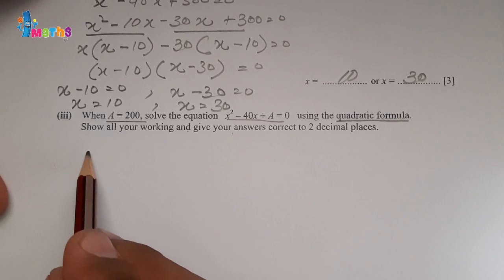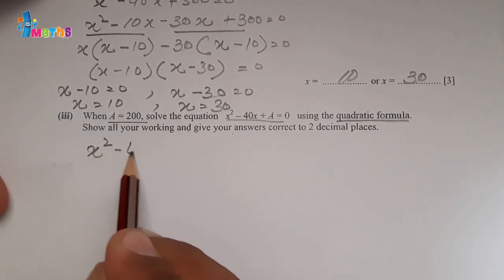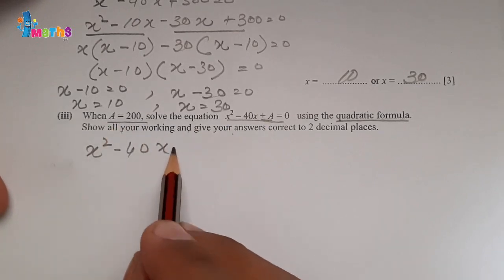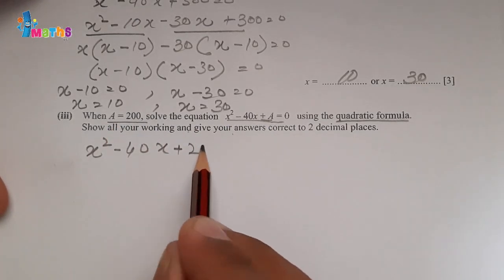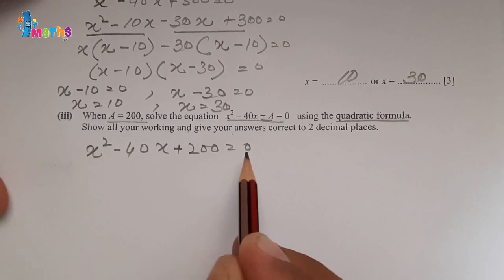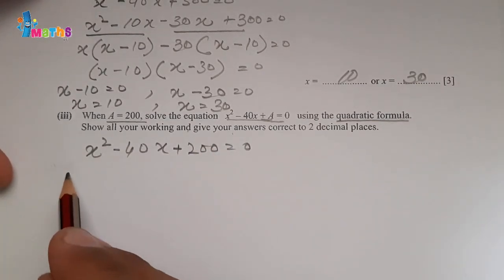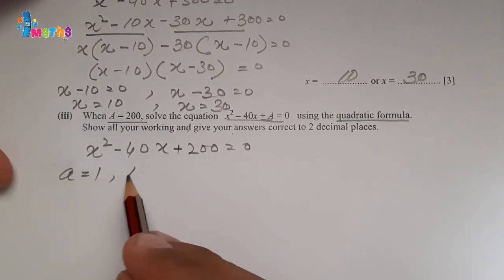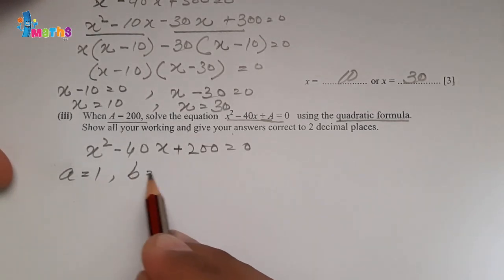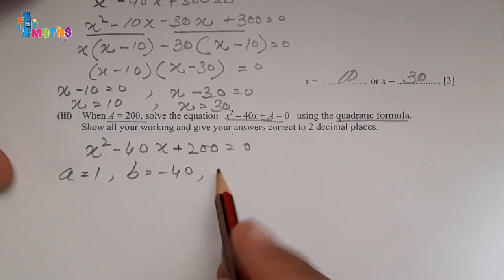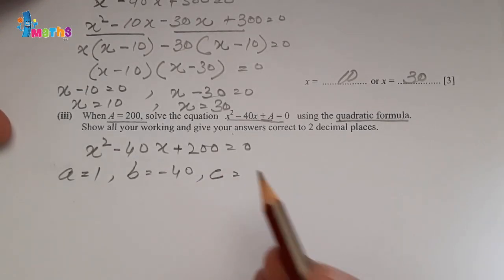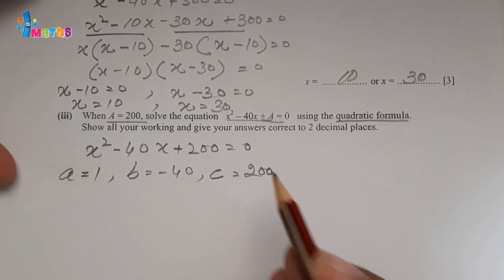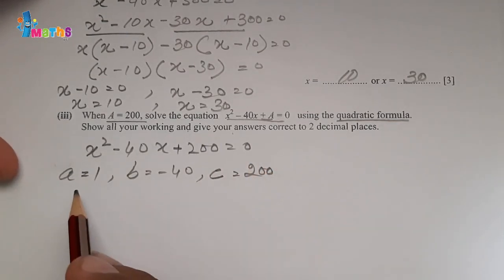So I will write the equation first. X square minus 40x plus A, I'm replacing the value of A, which is 200, so plus 200 is equal to 0. Now the value of a will be the coefficient of x square, which is 1. The value of b will be the coefficient of x, which is minus 40, and the value of c will be the constant, so the constant is 200, so the value of c is 200.